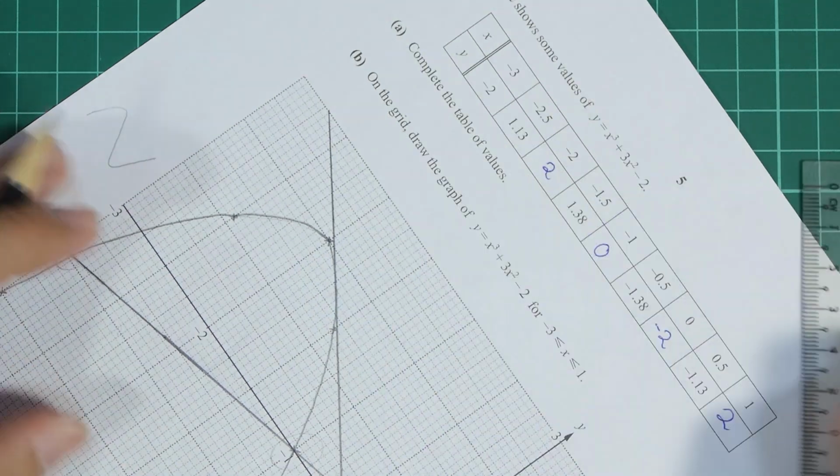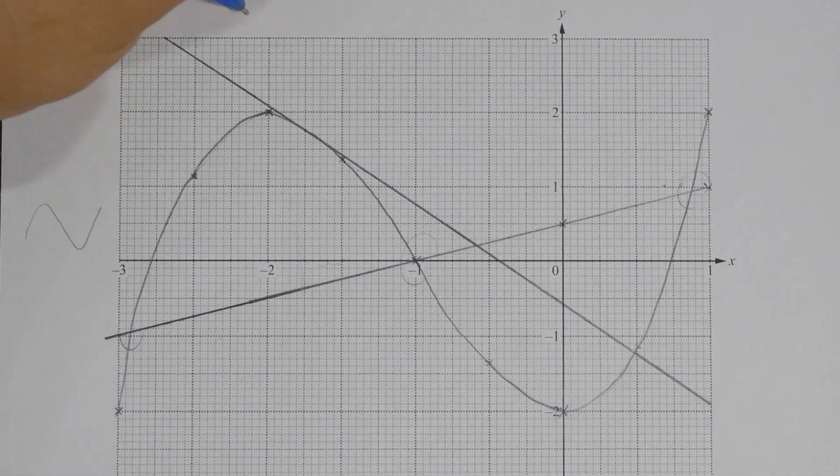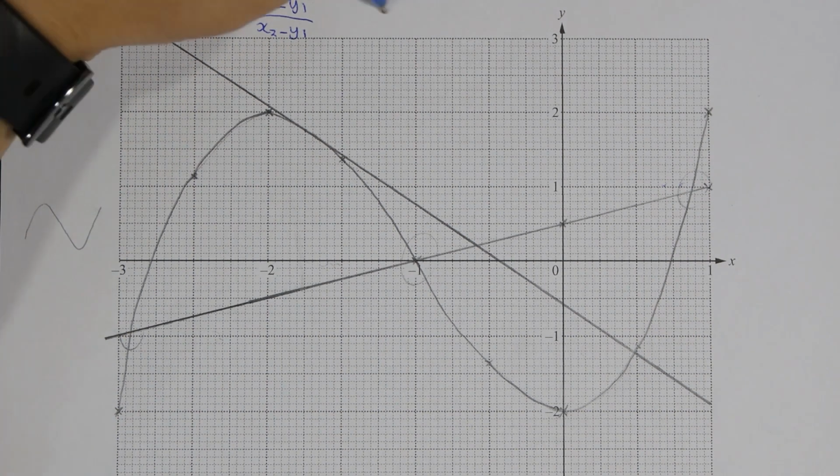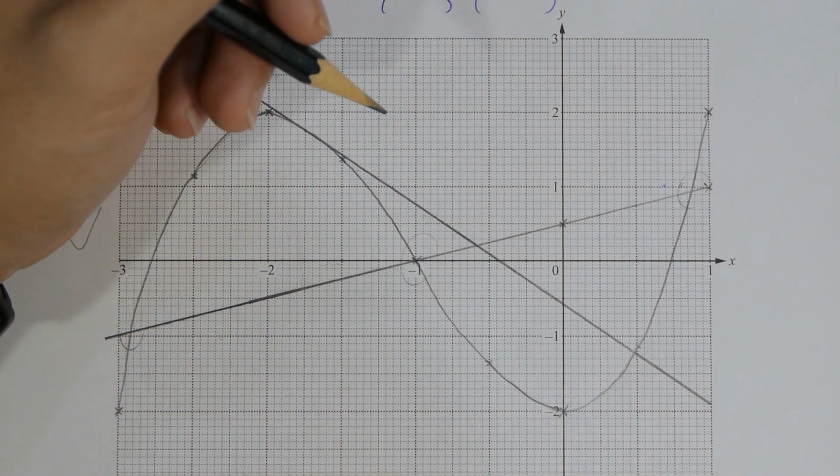I actually have a writing area there. The denominator part is supposed to be x2 minus x1. After the calculation, you will get the gradient as negative 1.35.